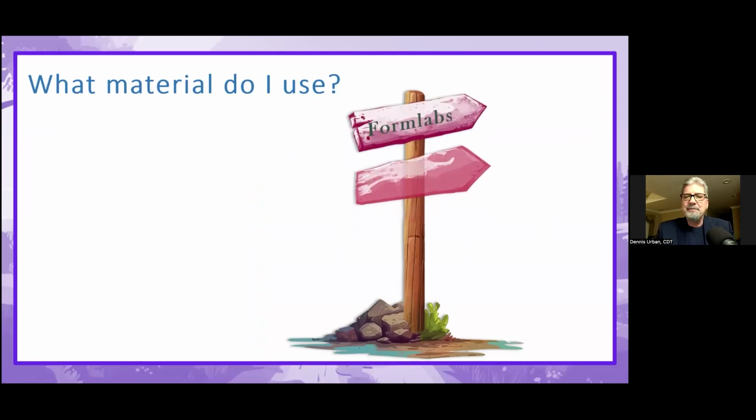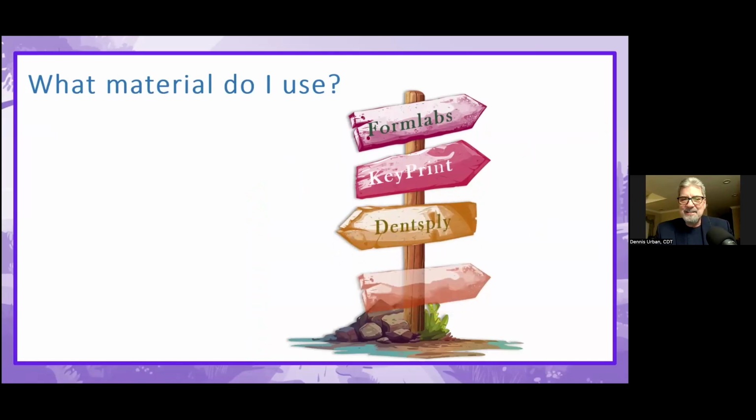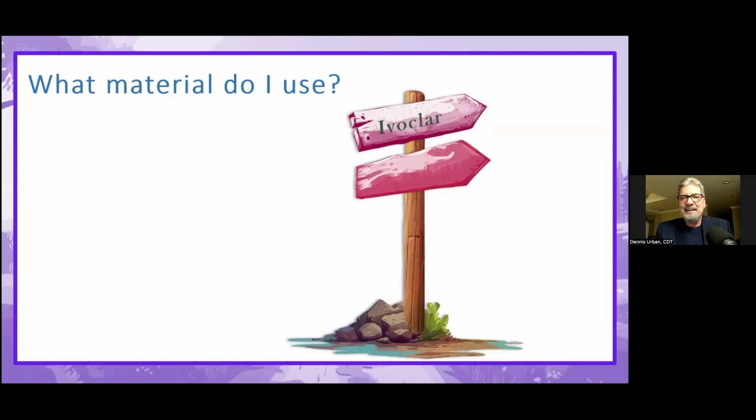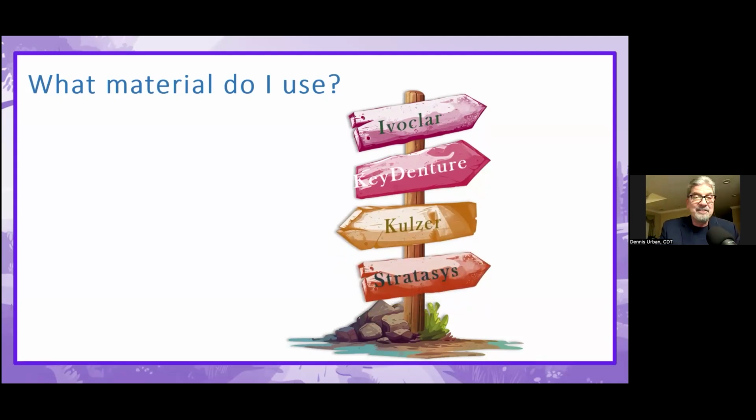You have Formlabs, you have Keyprint, Dentsply, Haygears. Then you have the newer ones. Ivoclar is coming out with a printed material. Key Denture from Keystone, they're coming out with that at the midwinter meeting. That's a new one coming out. Kulzer has a new material out too. So it can get confusing. And then Stratasys also has theirs, and there's a bunch more out there on the market.